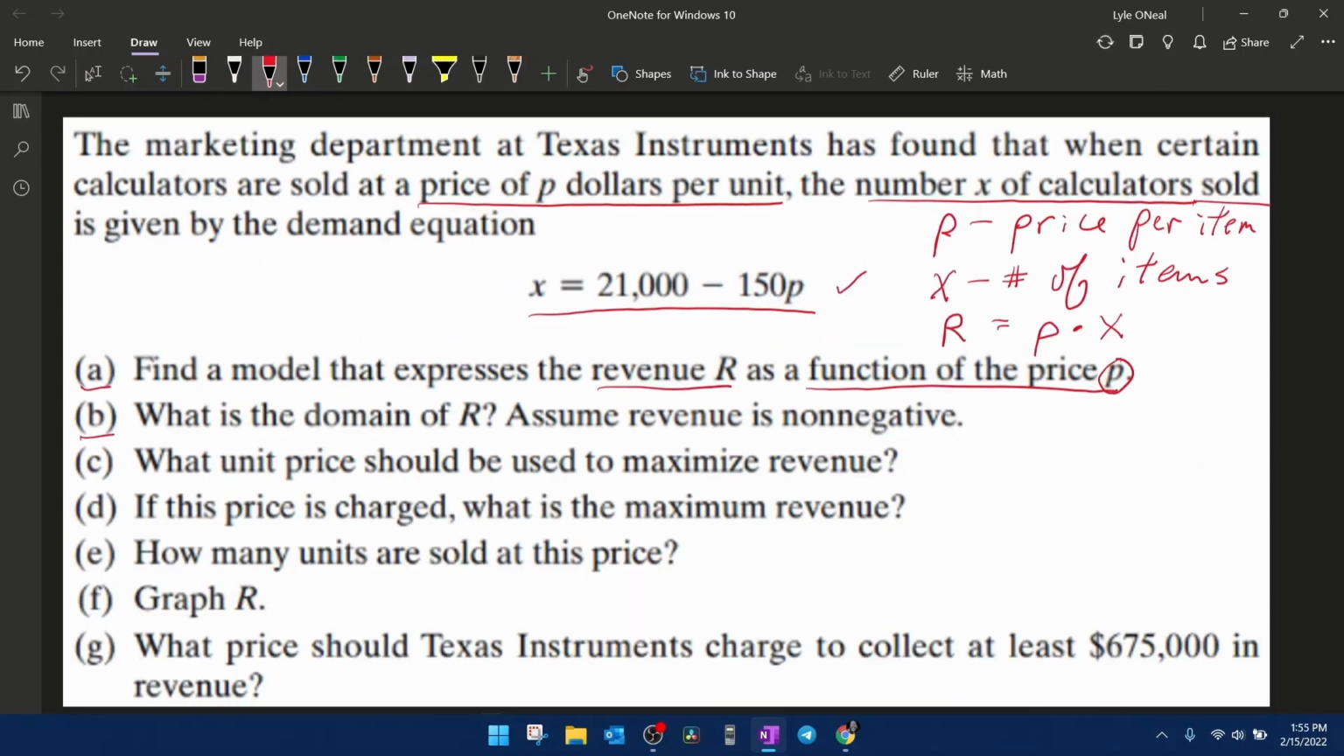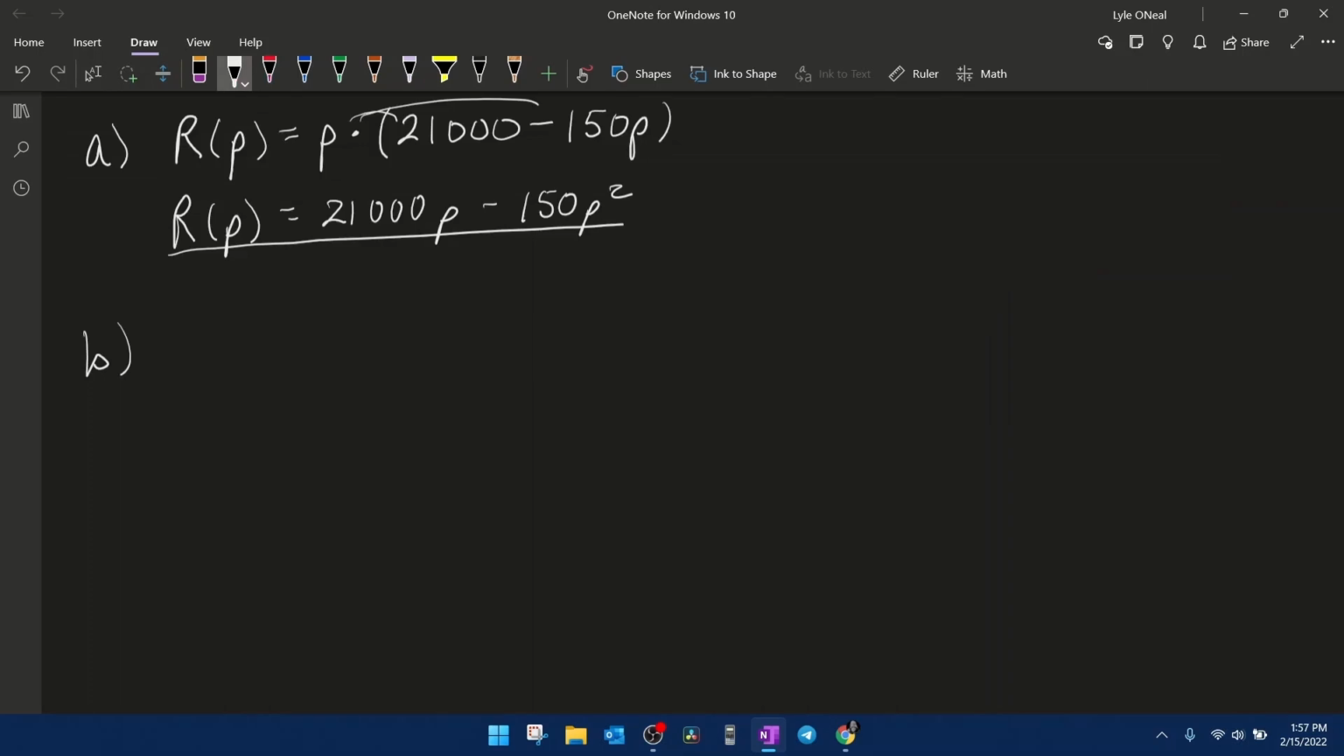For part B, it says what is the domain of R? So we're going to find the domain of the revenue function. It says assume that the revenue is non-negative. So it wouldn't make sense to talk about a negative revenue. So the domain of the function is going to depend on having revenue values greater than or equal to 0. So to answer this part, we're going to let the revenue be 0. And then we're going to solve for P.